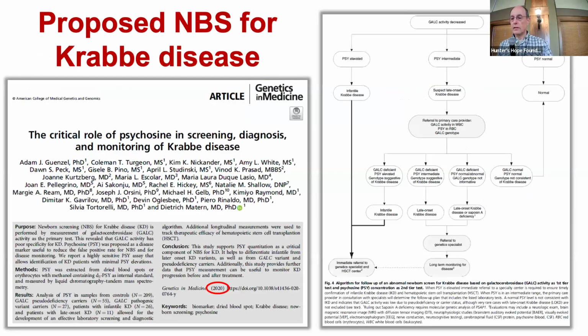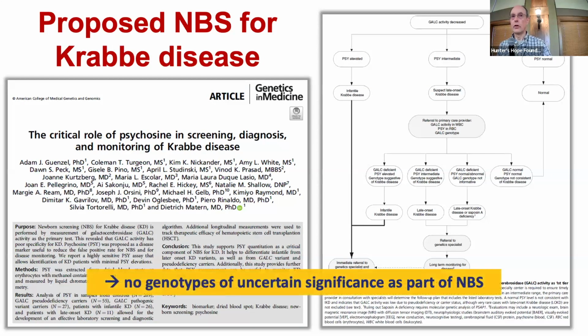Working a little more and also improving the assay further, we figured maybe we have a way that screening for Krabbe disease should occur, where you first measure GALC activity, and then you measure psychosine if it's necessary. If psychosine is elevated, then you call it out as positive. When psychosine is normal, then you're done. The screen goes out as negative. With that, you don't have genotypes of uncertain significance. We determined that the newborn screening laboratory's responsibility is to do these measurements, the GALC activity and the psychosine, and then report them accordingly.